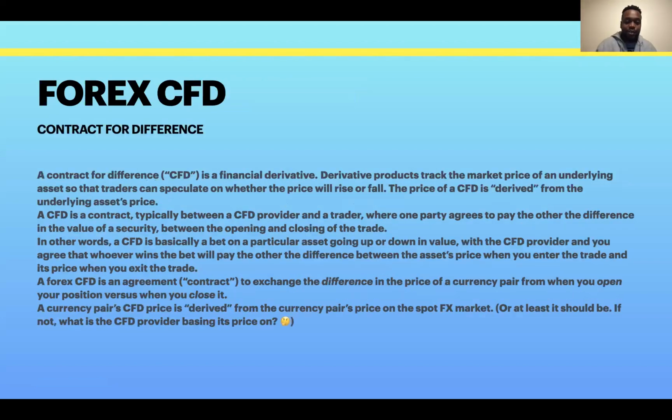And you'll hear why. Forex CFD, contract for difference. A contract for difference is a financial derivative. Again, it's a derivative product that tracks the market price of an underlying asset so that traders can speculate on whether the price will rise or fall. The price of a CFD is derived from the underlying asset's price.